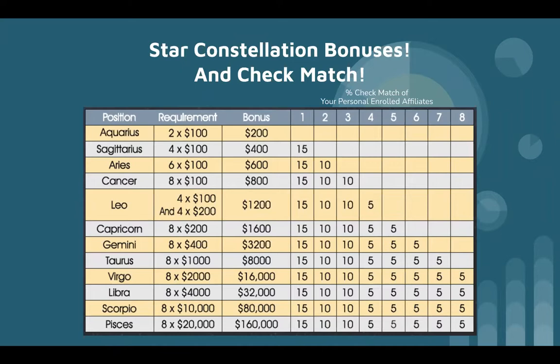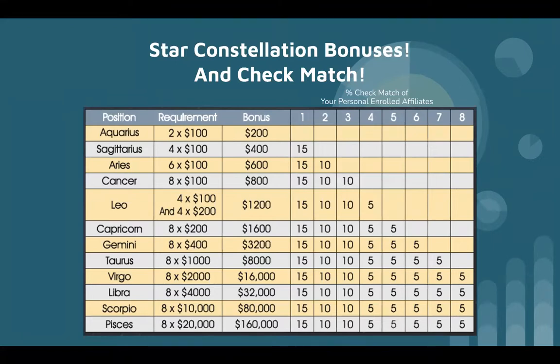8 people making 200. Now you'll notice it stops at 8. You might have sponsored 50, but you only need 8 of them to accomplish this. You don't need to count more than 8. What if you have 12 of them that did it? You're still going to get the same bonus, but you're going to pick up so much money on the check match, it's ridiculous. But 8 people making 200 a month.